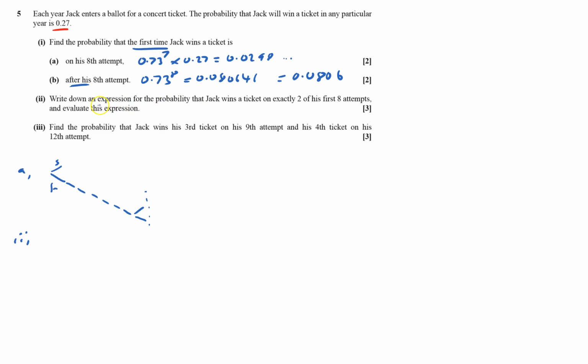Okay, now I've got an expression for the probability he wins on exactly 2 of his first 8 attempts. Well, this is going to be a binomial, so I'm going to write it down there. And it's 8 attempts, and the probability of success is 0.27. And so that will be 8C2. So he's got to have 2 successes out of the 8, and I've got the 0.27. That's the probability of success. So 2 of those, that'll be squared, and all the others that'll be 0.73 to the power of 6.